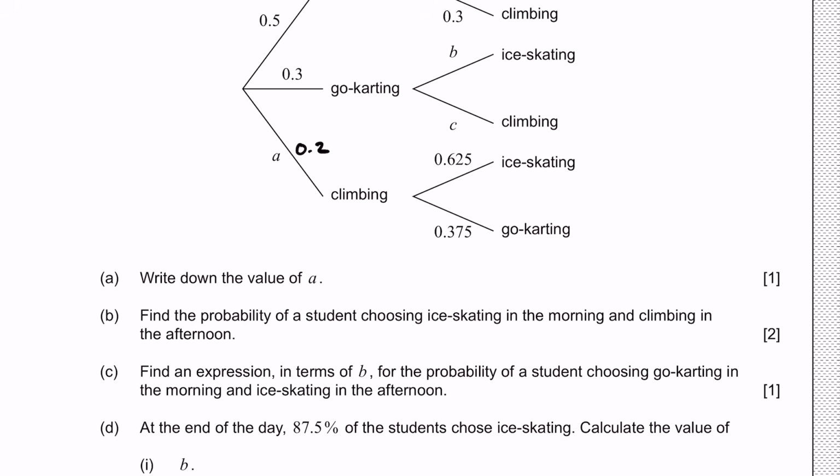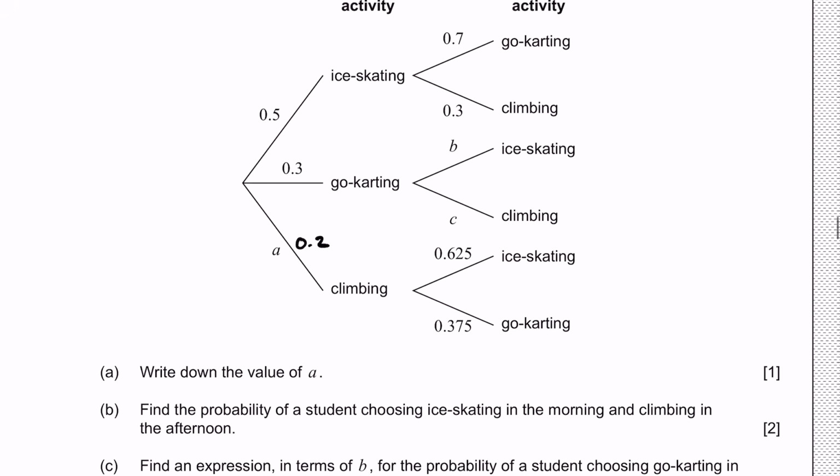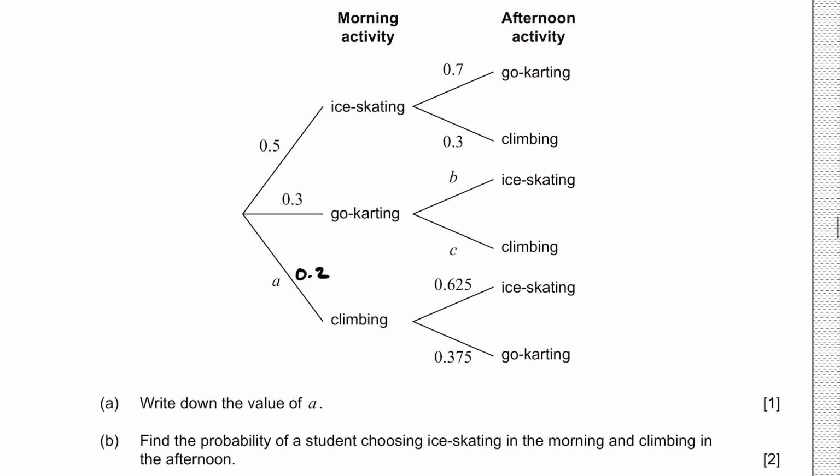Part B. Find the probability of a student choosing ice skating in the morning and climbing in the afternoon. So ice skating in the morning, climbing in the afternoon. If we want to find the probability of this particular event using a tree diagram, we just multiply along the branches. So ice skating in the morning, climbing in the afternoon, we could represent as 0.5 times 0.3, and that would equal 0.15. Essentially, half of 0.3 is 0.15.